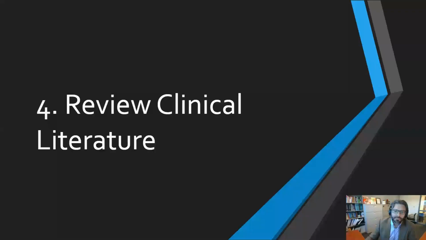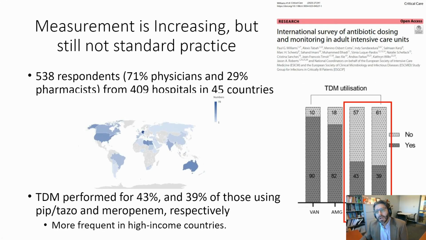All right, let's finish up now and talk about what clinical literature exists and how it can guide you. So a little bit earlier this year, actually late last year, there was a nice study by Paul Williams and Jason Roberts, and they did this very nice large survey of 538 people, and they asked them, how often are you using therapeutic drug monitoring? How often are you getting concentrations for beta-lactams?